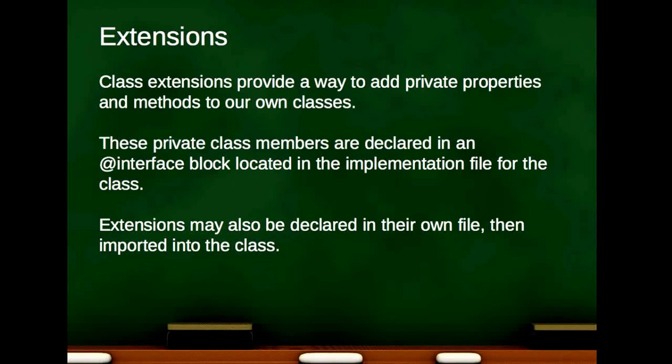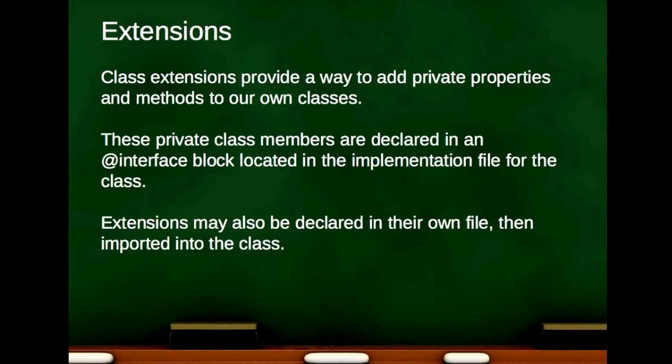The private class members that we want to declare are in an interface block, but we put this interface block inside the implementation file, and this is called a class extension. We can also declare an extension in its own file and then import it into the class. But really an extension is an interface file. It's a header file. Or it's just declared inside the implementation in a small interface block at the top of the implementation before the implementation block itself.